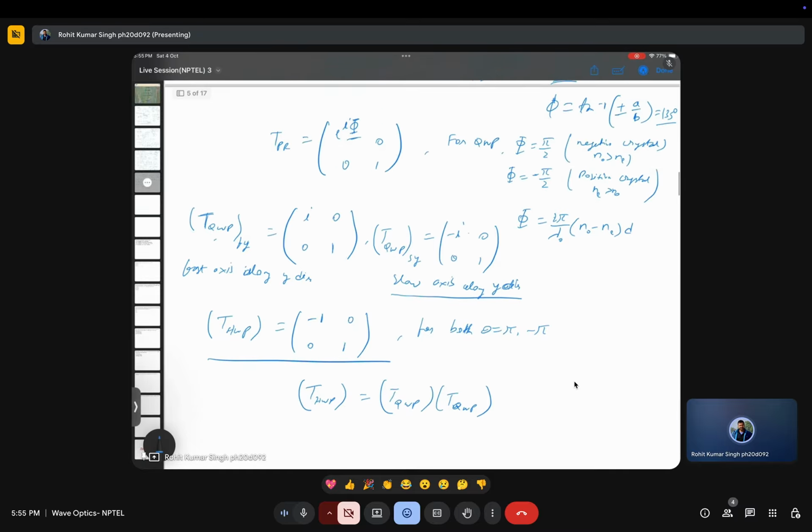So this is the Jones matrix formulation for quarter wave plate and half wave plate, and we will use this for solving our problems, okay. Is it okay? Any question? Okay. So then let's go to some problems.